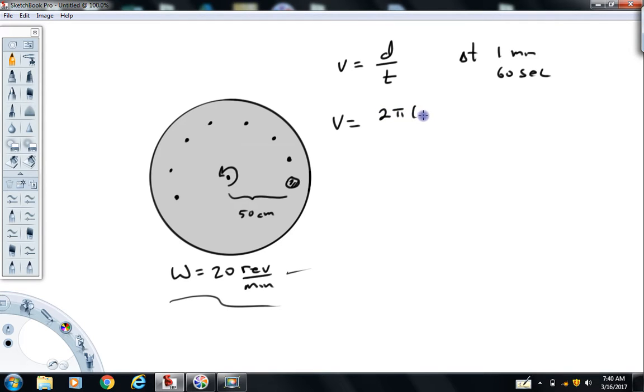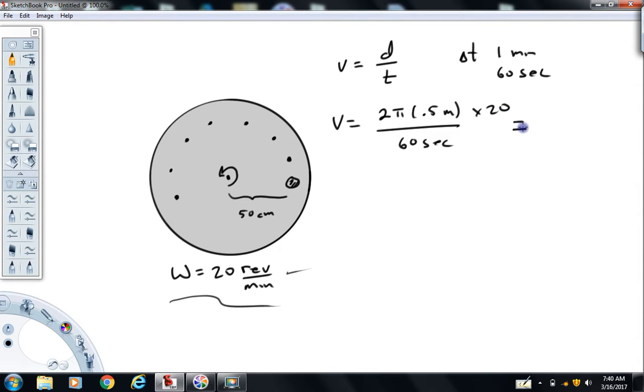I'm going to write this in standard metric units. 50 centimeters is 0.5 meters, so 2 pi r would be 2 pi times 0.5 meters, and then the delta t is 60 seconds. The 2 pi r represents the distance traveled once around. But if I use a 60-second time frame, this object will have gone around 20 times, so I'm going to multiply that by 20.